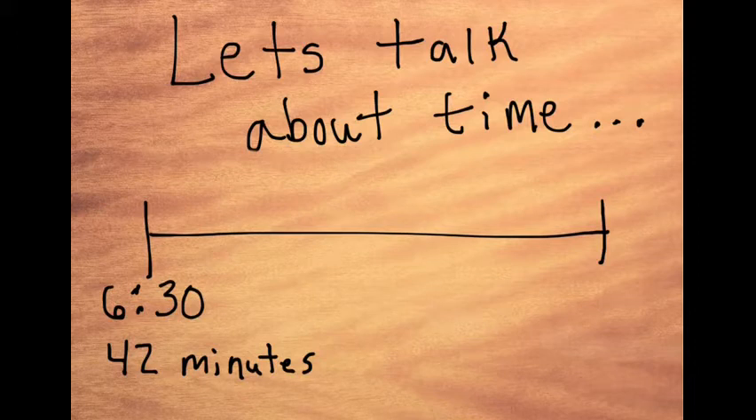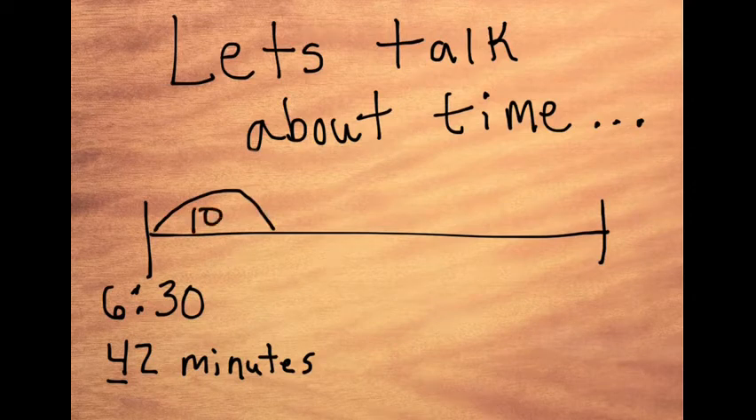To make this easy, I'm going to break apart 42 minutes into friendlier numbers, or friendlier jumps. Since I am jumping forward in time, I am going to be jumping forward on my number line. So, I'm going to break this apart into 4 tens. So, after 10 minutes, what time will it be?